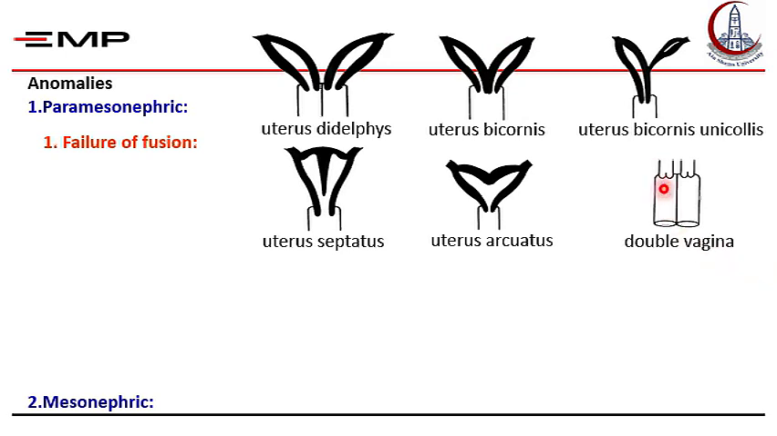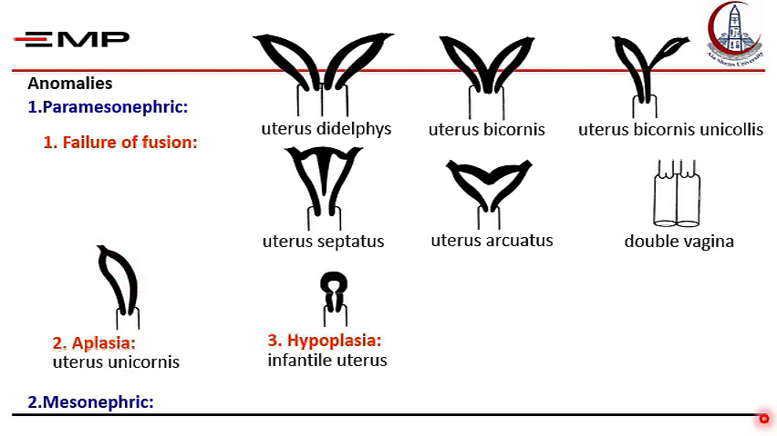Sometimes there is double vagina and maybe single uterus. How can this be explained? Because we had two sinovaginal bulbs that united together forming a vaginal plate. If they fail to fuse, there will be a septum in the vagina. Now, aplasia of one horn leads to what's called uterus unicornis, one horn only with one fallopian tube. The other side is totally absent.